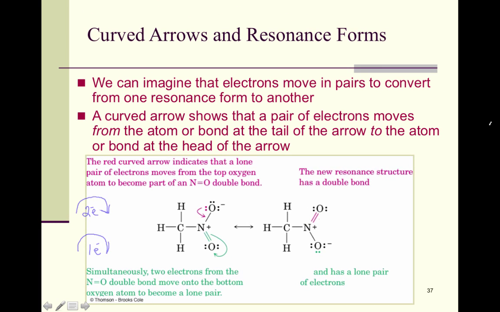So we can imagine electrons move in pairs to convert from one resonance form to another. A curved arrow shows that a pair of electrons moves from one atom or bond at the tail end of the arrow, and using the arrow to go to what atom or bond. So take a look at this. We have a pair of electrons going to the bond here. It's not going to nitrogen, it's going to the bond. So you have to be careful that the arrow goes to the bond and not to another atom. Whereas this pair of electrons is actually going to the atom oxygen, and that's why it's pointing to oxygen. So you have to be very intentional when you do this. If the electrons are going to a bond, draw it to a bond. If the electrons are going to an atom, draw it to the atom.